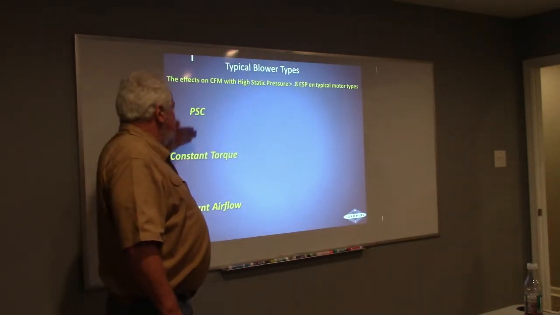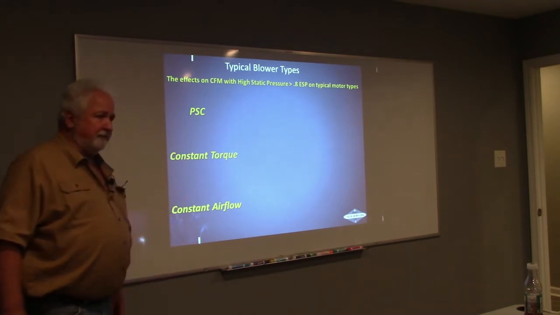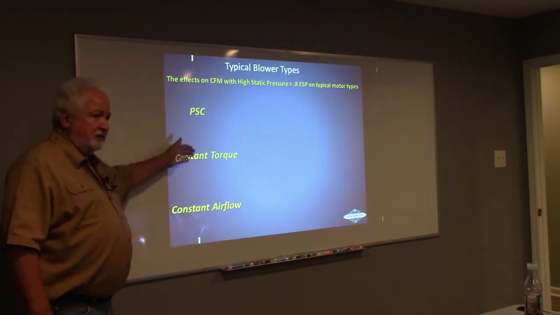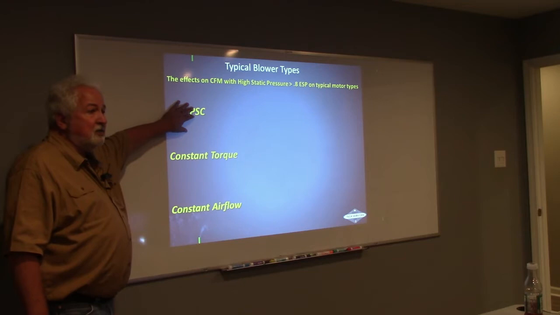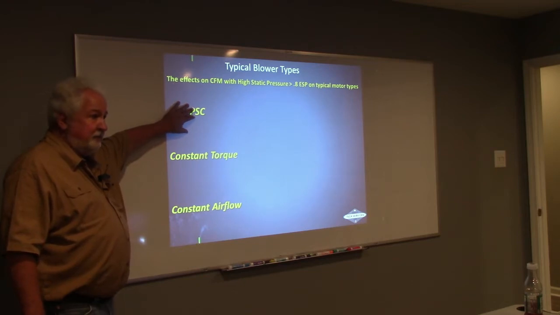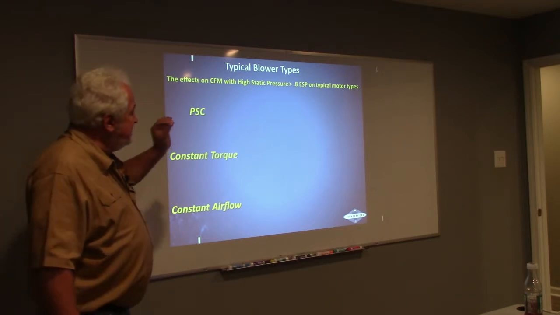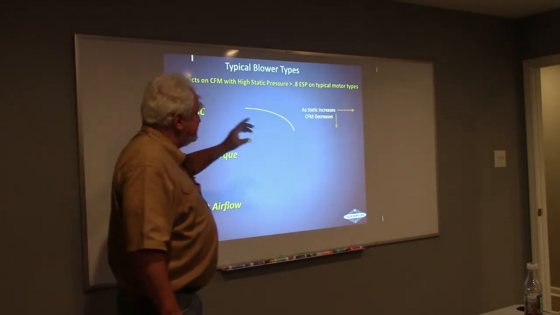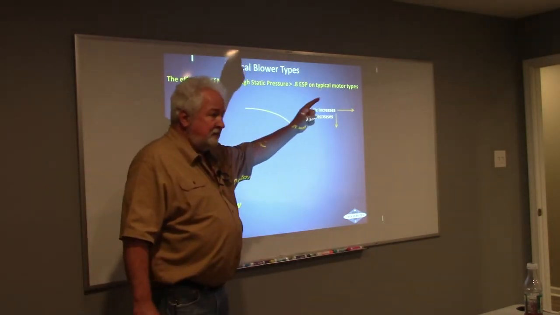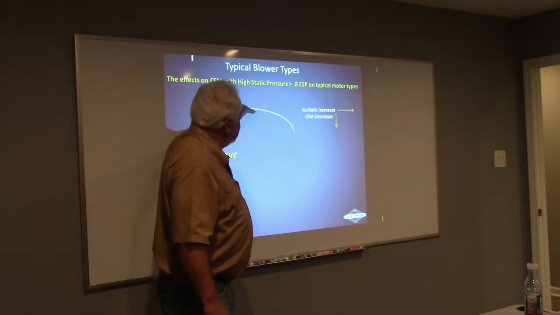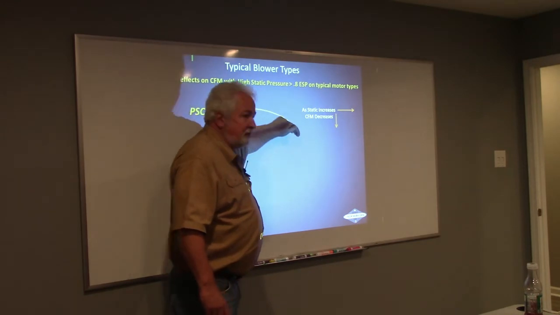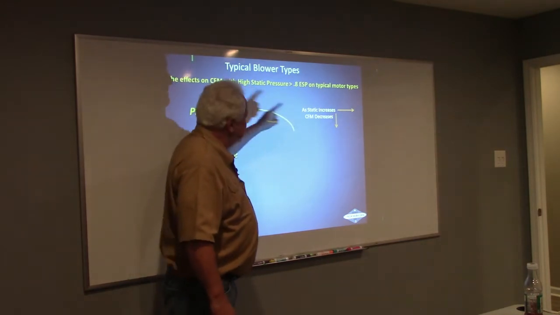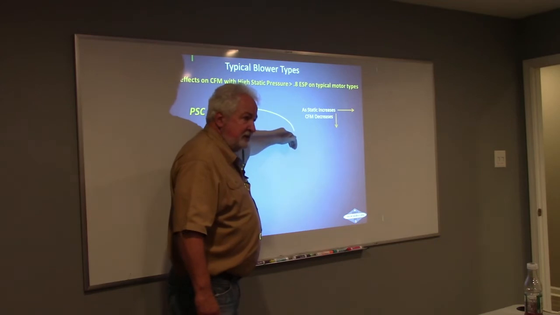So, PSC motors, constant torque motors, and constant airflow motors. These are the newer ones. This is the one you primarily see, but this is that true variable speed motor, right? This is what we've dealt with for the last 45 years. So, if I can give you an idea what it looks like, as the static increases, this is what happens with the blower design. It doesn't deliver that CFM. So as the static increases, CFM decreases.